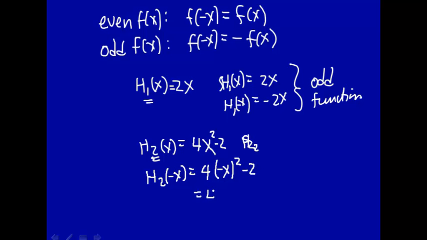And that's equal to 4x squared minus 2. So h of x equals minus h of x. Oh, that's kind of interesting. So h2 of x is an even function.